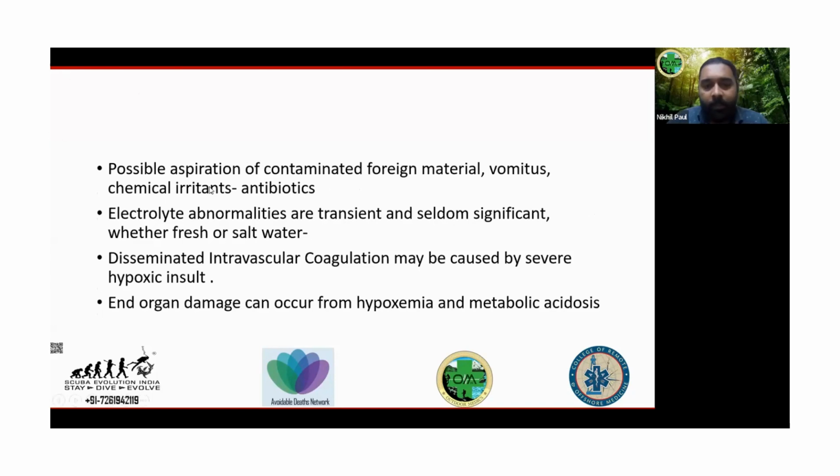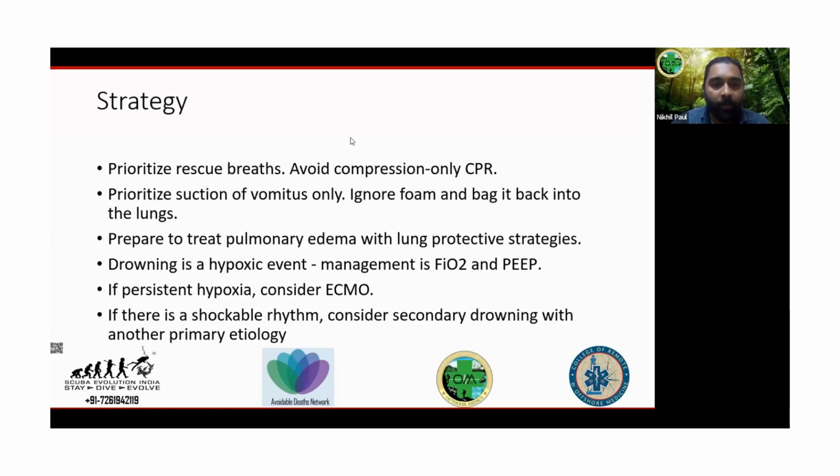Another thing is possible aspiration of contaminated foreign material, vomitus, and chemical irritants. Antibiotics or other strategies have to be done. Electrolyte abnormalities have to be dealt with according to the investigation findings. If the person goes into disseminated intravascular coagulation or end organ damage, you may have to go for advanced critical care management accordingly. Not going too deep into that.